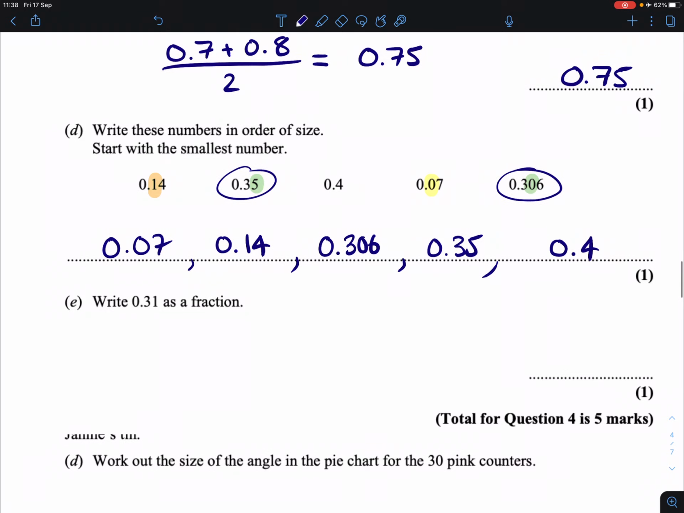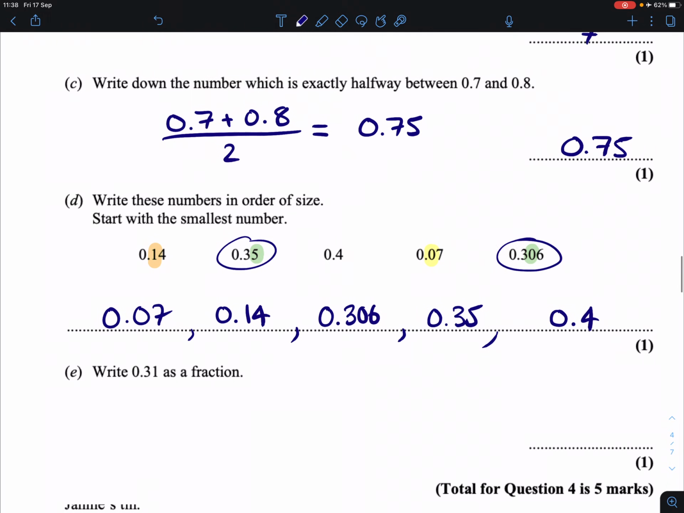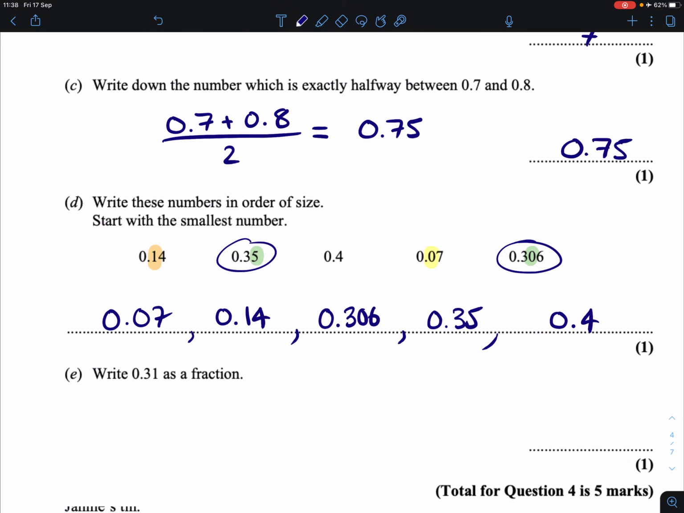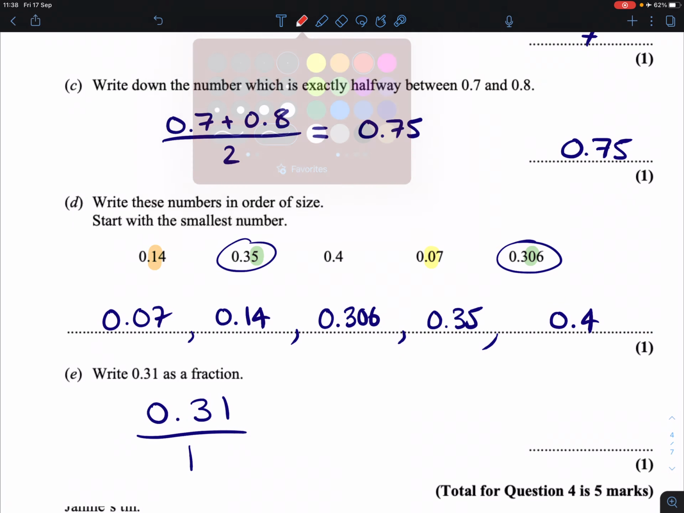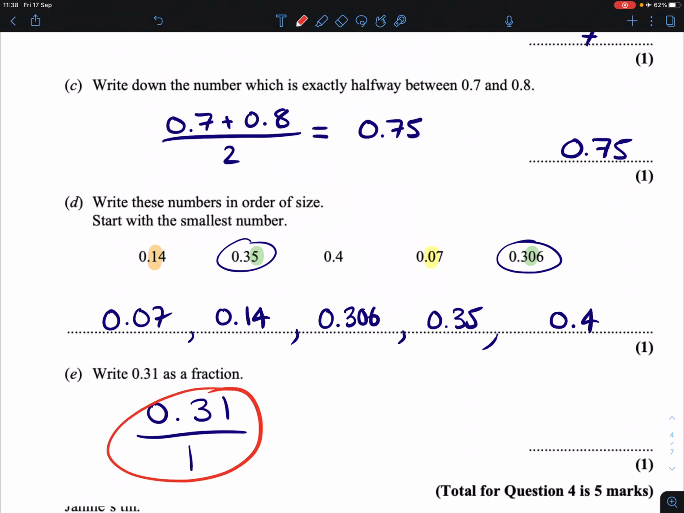Part E, write down 0.31 as a fraction. Well, any number can be written as a fraction if we just write it over 1. So I could write it 0.31 over 1 like so. You can multiply or divide top and bottom of a fraction by whatever you want. So to have this look like a real fraction, as it were, we don't want that decimal. So what we need to do is multiply top and bottom by enough tens to make all the decimals disappear.